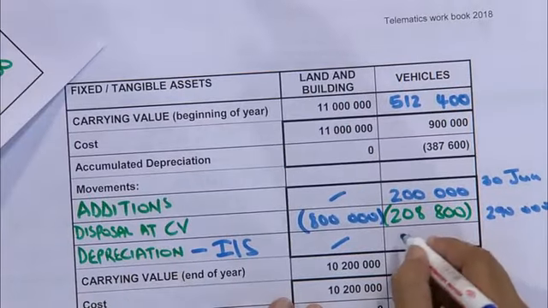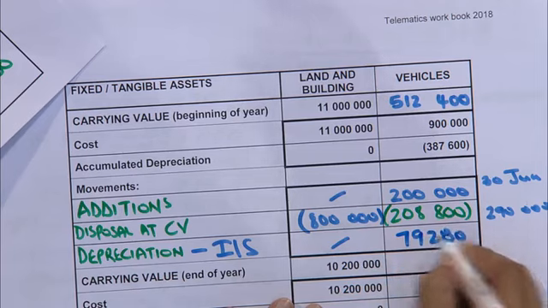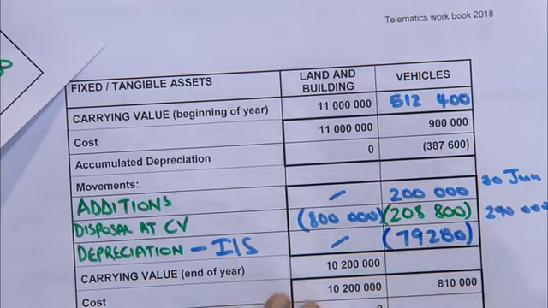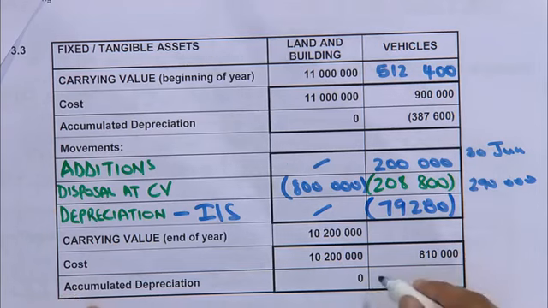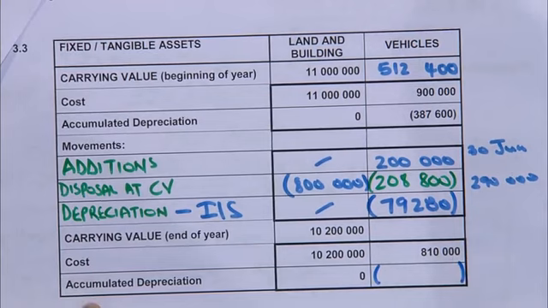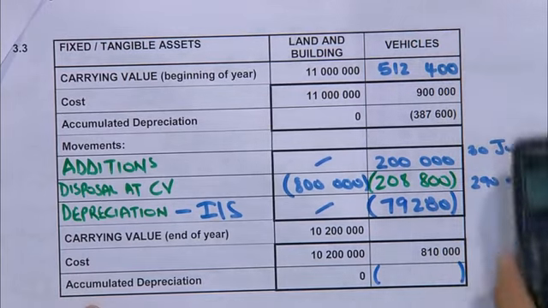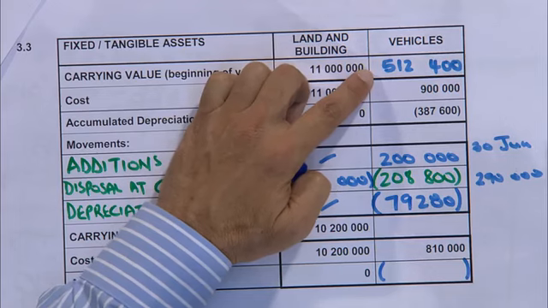So the total depreciation is 79,280. So that will be 79,280. Put that in brackets, and then we've got that. Okay. Now there's 2 or 3 ways of getting the missing figure over here, and then we can determine the carrying value. Okay. So we can start with carrying value.